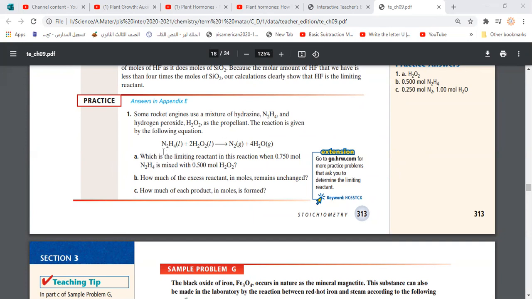So again, he told you I have 2 reactants that are going to produce this. So I should know which one of these reactants is the limiting reactant, if 0.75 of these reacts with 0.5 of these. Yes, Yasin? H2O2.